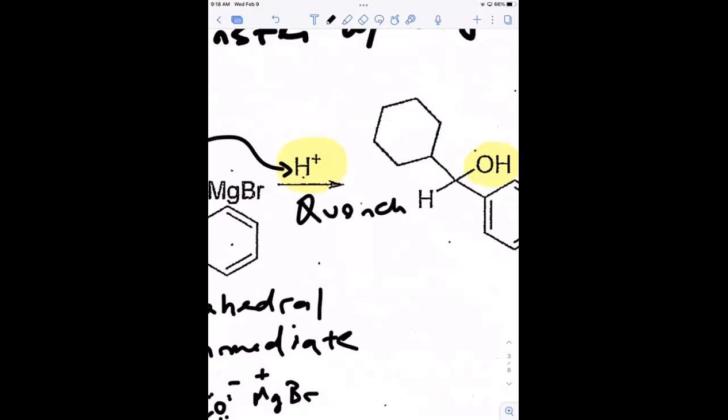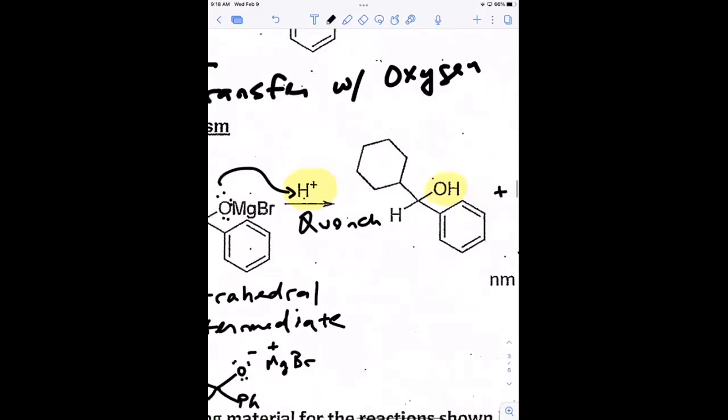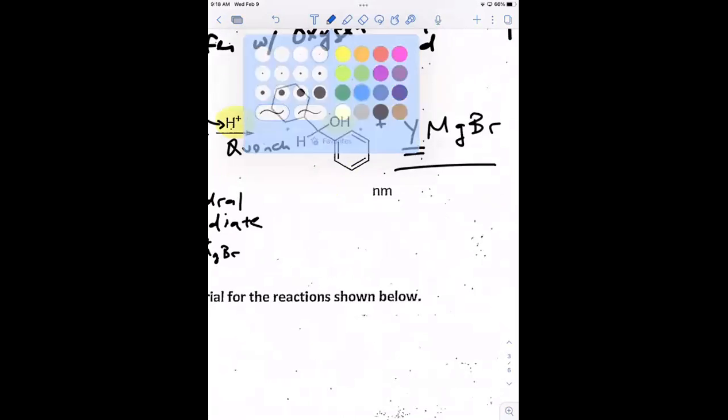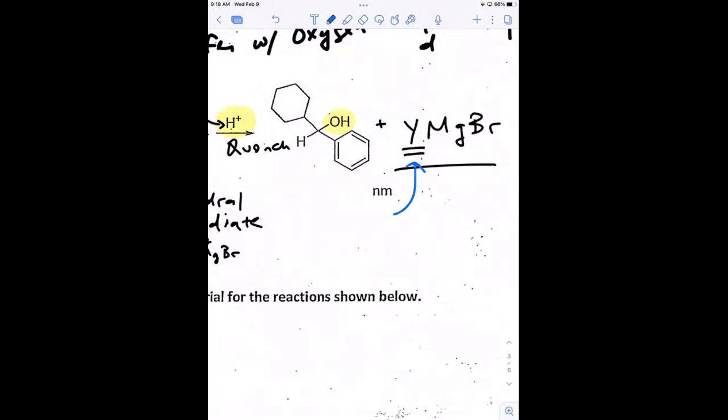Right, so H+. What does the Y mean again? All right, let me write that in. So Y is the conjugate base of your acid. So whatever your acid is, where H+ is coming from, that conjugate base.